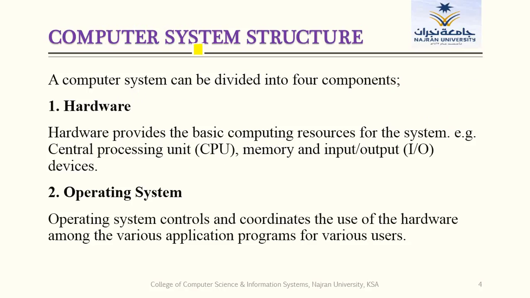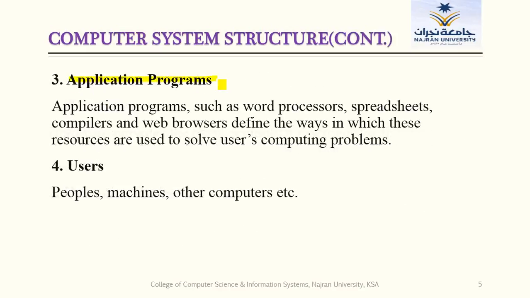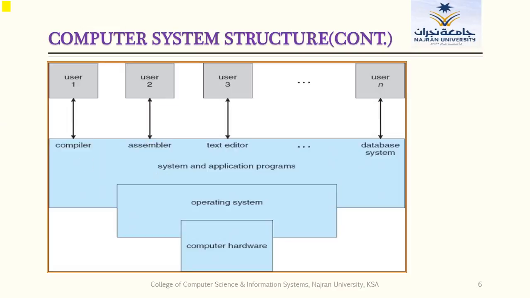Then we have seen the computer system structure. In the structure we have said that there are four main components: hardware, operating system, application program and user. As shown in the figure, the first layer is the computer hardware, then we have the operating system, then system and application programs, and there are many application programs that we can install. For example, compiler, assembler, text editor, database system, word processors, and many things. But the important thing is we must need an operating system before installing any application program. Then the last layer is the number of users, those who are accessing. So there are four components: hardware, operating system, application program and users.